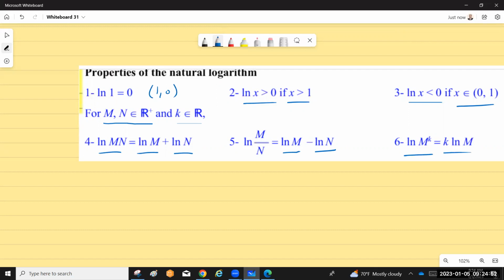And in number 4, I want to talk about the product of more than two terms, like m, n, k, something like that. If you have a product of two amounts, you'll find it's ln.